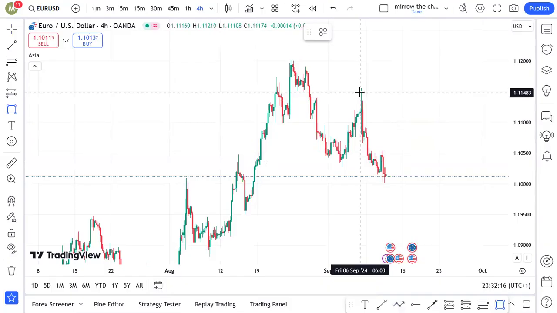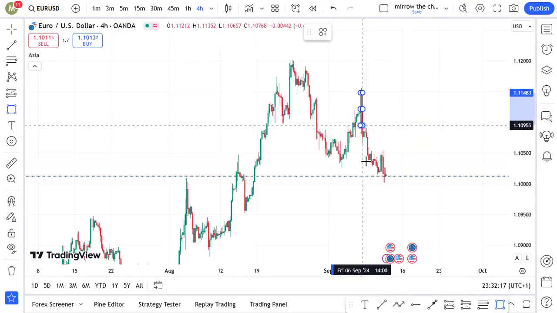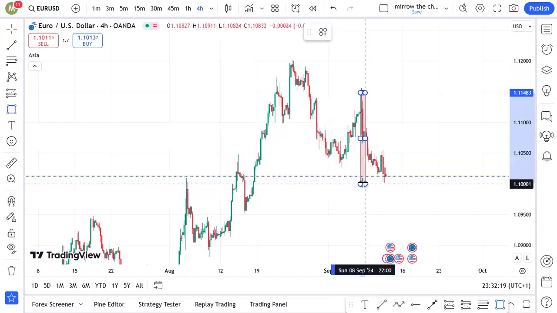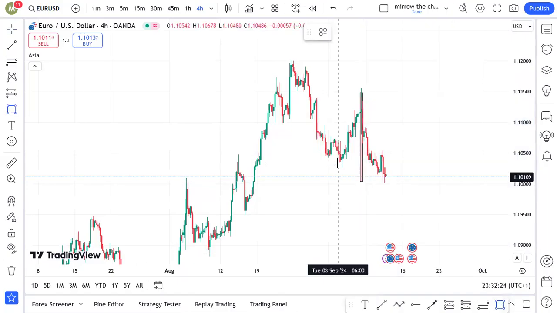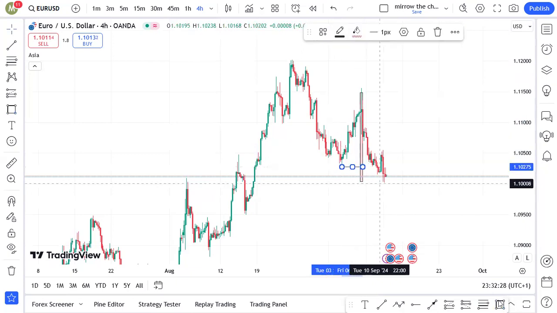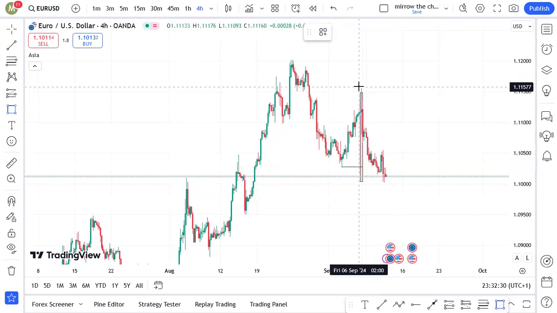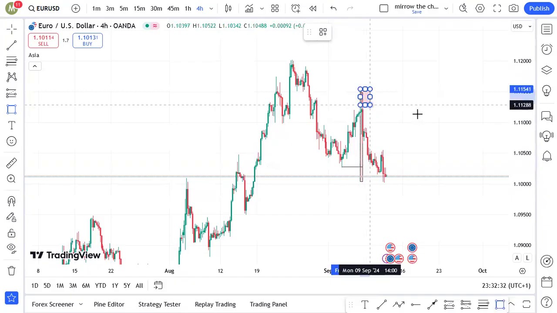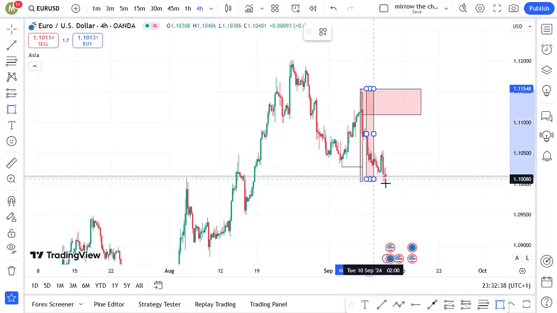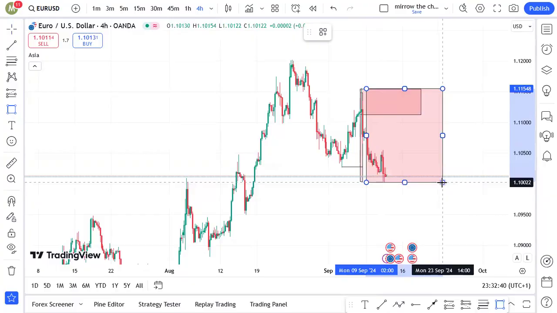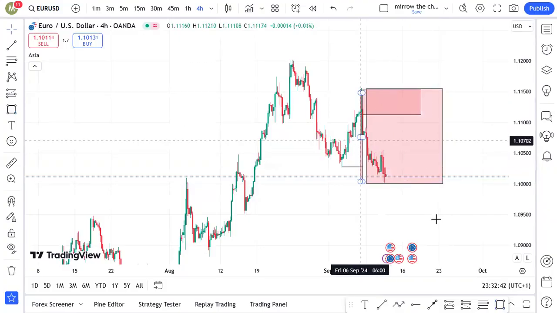But now look at this move. Look at this move here. You see this move? This move now broke this structure. Now we have a break of structure here, and this is the guy that caused that break of structure. This is the range, the vacuum that we are supposed to work with. This whole guy now is where we will work with.